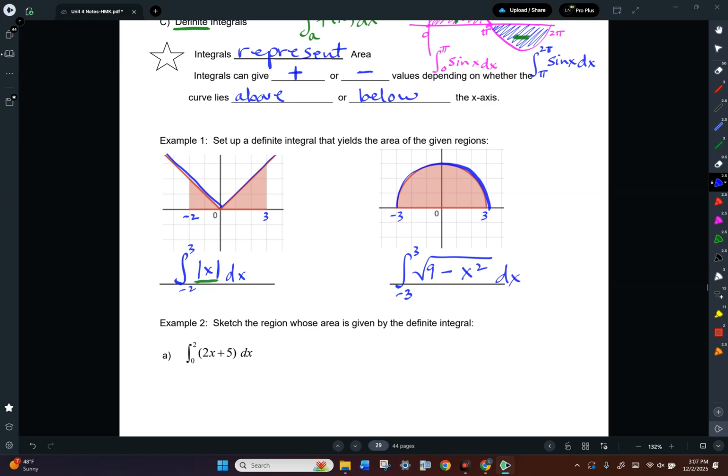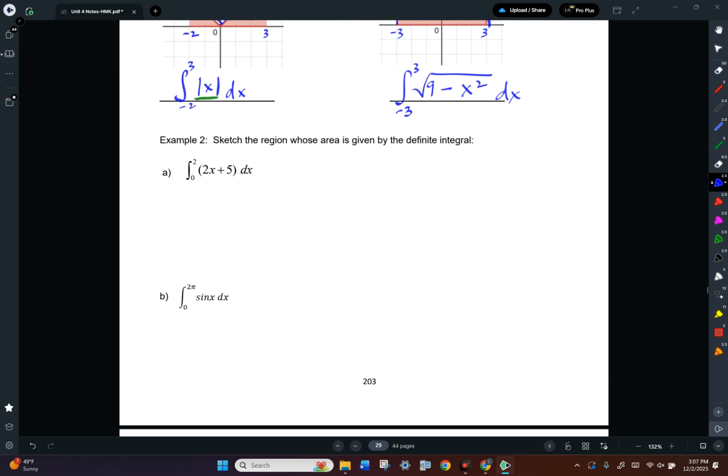Okay, so if I were going to type this integral into my calculator, it would give me that area. Now, ironically, in this case, if I wanted to know that area, I don't need to look at it as an integral because I do know that the area of a semicircle is 1/2 pi r squared. So I know that's going to come out to be 4.5 pi. And if I put that integral in my calculator, it would be equivalent to 4.5 pi. Okay, right now we're talking about integral representations. All right, so look at example 2.